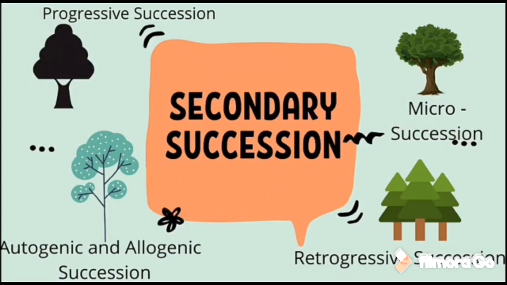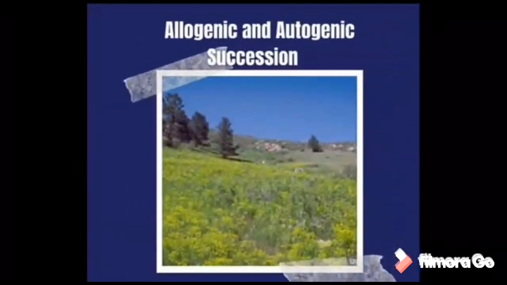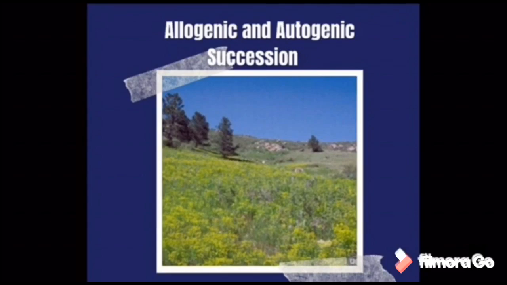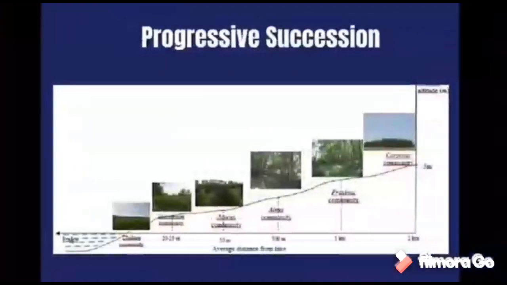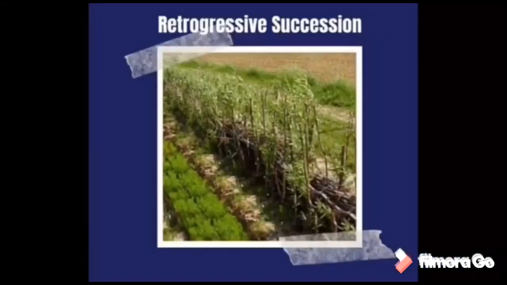There are 4 types of succession. First, micro succession. Second, allogenic and autogenic succession. Third, progressive succession. And the last one is retrogressive succession.